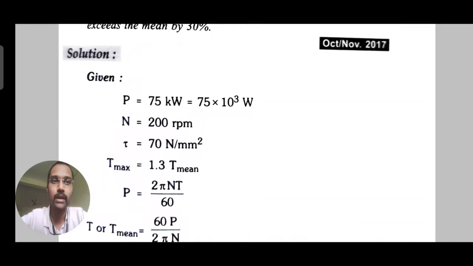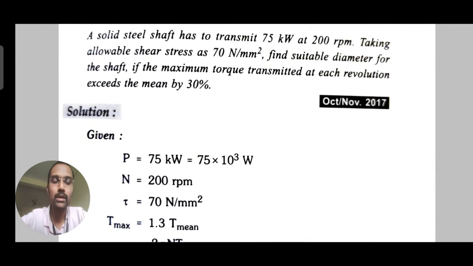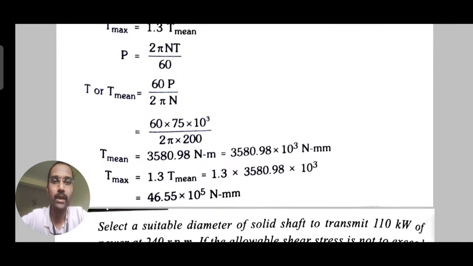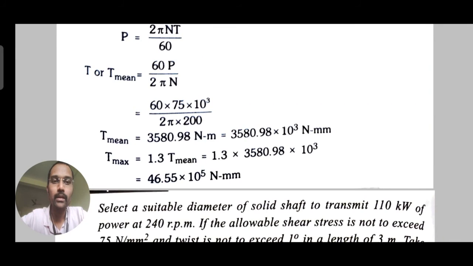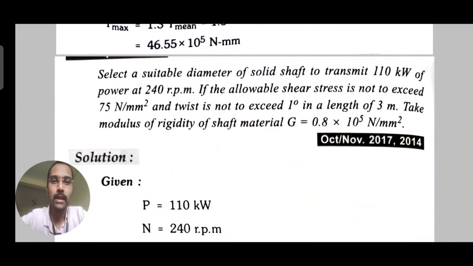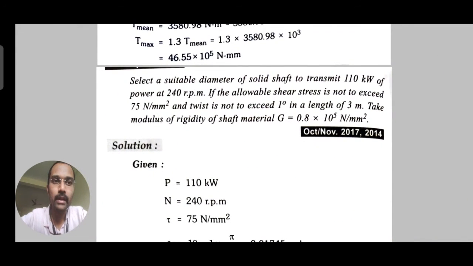It's a very important problem. Please try to go through your textbook. You can get an idea, or you can find out what the diameter is after this step. This is one thing.